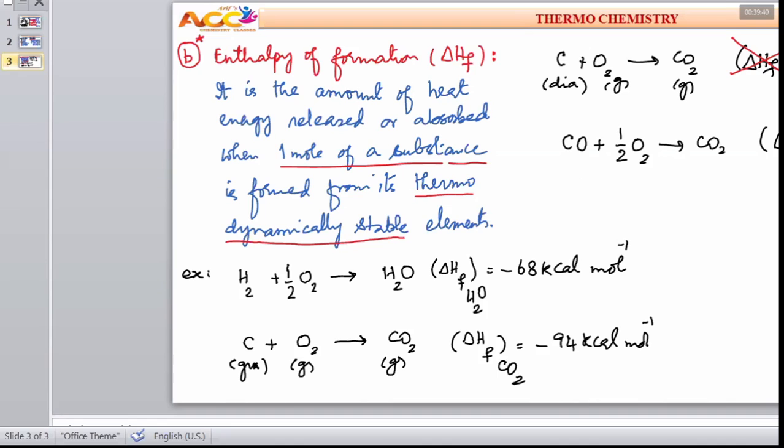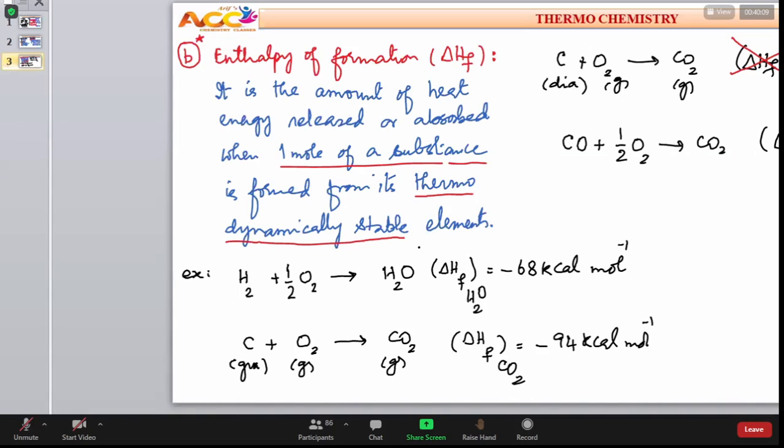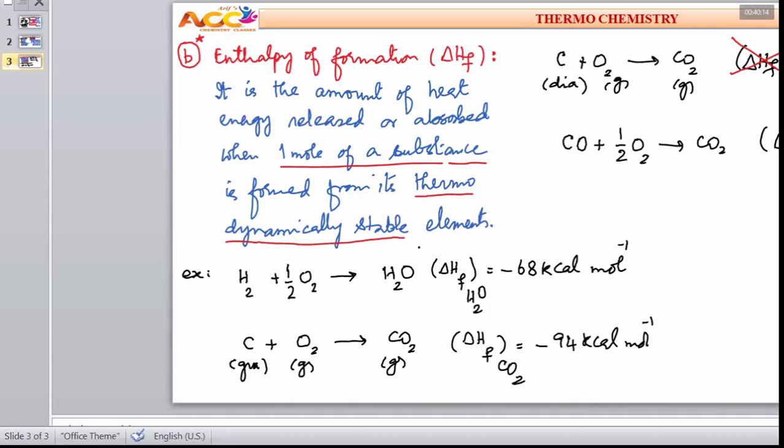Can anybody help me? True or false? Should I call this enthalpy of formation of carbon dioxide or not? True or false? I don't know. Please help me. False. Who is saying false? Most of you are saying false. Very good. Does anybody want to say true? Rabba Zaid, false. Ishaq Hamza, false. But there is a problem here. Rabba Zaid is saying it is false because it is not thermodynamically stable. You are wrong, beta.